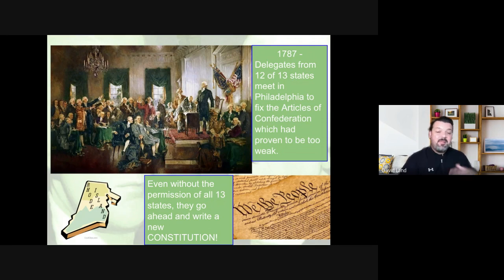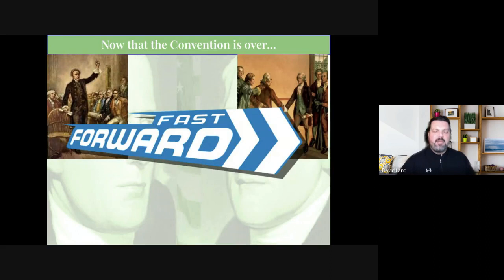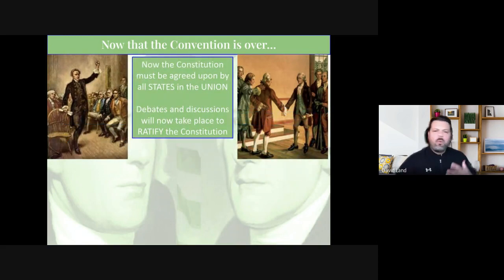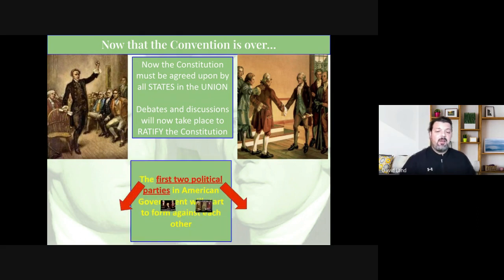And if you remember, there's that little teeny tiny state that decides not to show up to the convention because they liked the AOC, and that was Rhode Island. And so now we're going to fast forward here just a little bit, because the convention is sort of wrapping up, and all the delegates are in agreement to move forward with this Constitution. So we've had a lot of debates and discussions between these sides of men. Remember the differences between the New Jersey and the Virginia plans, and then of course the Northern and the Southern states had those issues that we talked about in class.